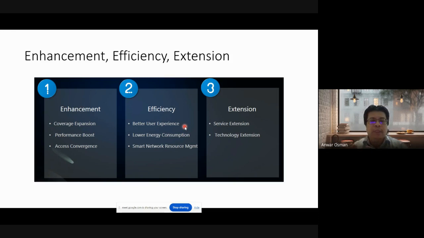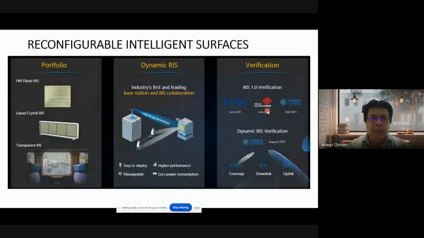How to make the network smart. Another one is extension: to extend 5G services, for example, to AR, VR, or technology extension to vehicle-to-vehicle communication, okay? One way to achieve this is to enhance the high frequency coverage via RIS, or reconfigurable intelligent surface, right?